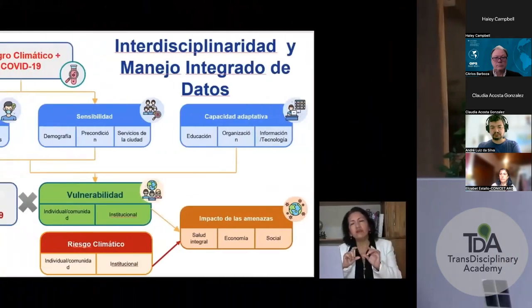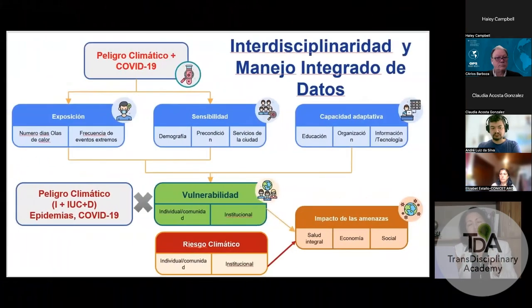Es uno, que en nuestro enfoque vamos a trabajar con información de diferentes disciplinas, pero también vamos a tener que integrar datos de alguna manera y combinarlos, y algunos vienen en escalas y formatos diferentes. Entonces, por ejemplo, en el diagrama decimos que tenemos la amenaza climática o el peligro climático, pero también podría ser el efecto del COVID acumulado, es decir, varias amenazas. Y ahí están esos tres factores que hablábamos: la exposición, la sensibilidad y la capacidad adaptativa.